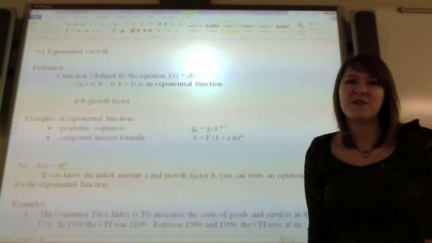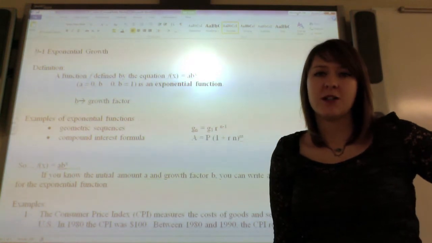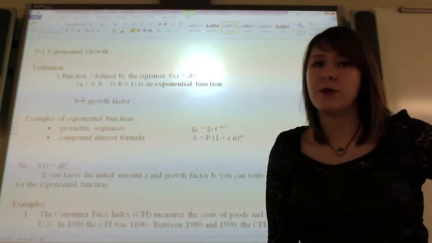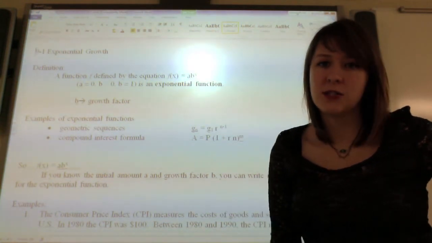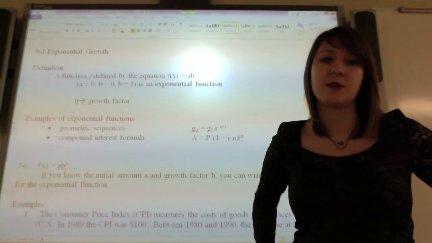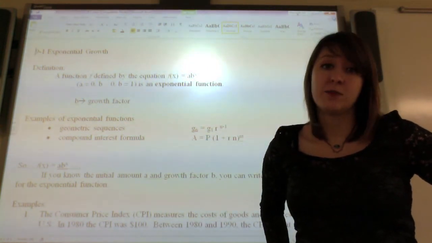Hey guys, today we're going to do Chapter 9, Section 1, which is starting our chapter on exponents, and Section 1 is on exponential growth. So for the last two sections we've been talking about exponent rules and how to simplify equations with exponents in them. Now we're going to start talking about functions that are exponential.